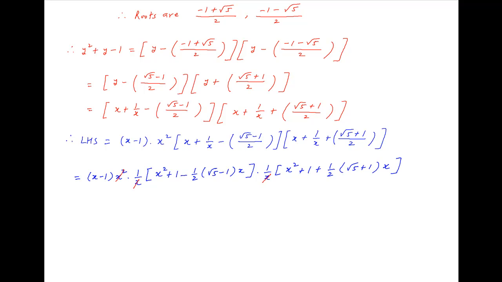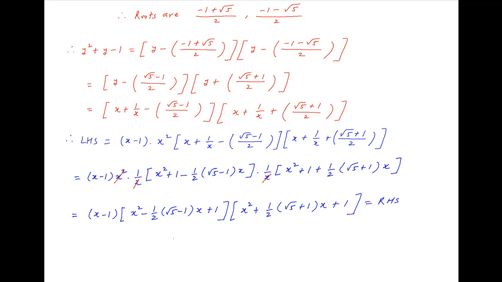x square cancels across the numerator and the denominator, and therefore the left hand side is equal to x minus 1 multiplied by x square minus half of root 5 minus 1 times x plus 1 multiplied by x square plus half of root 5 plus 1 times x plus 1, which is equal to the right hand side. And this is the required result.